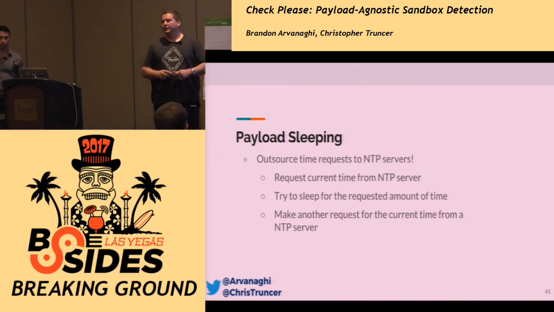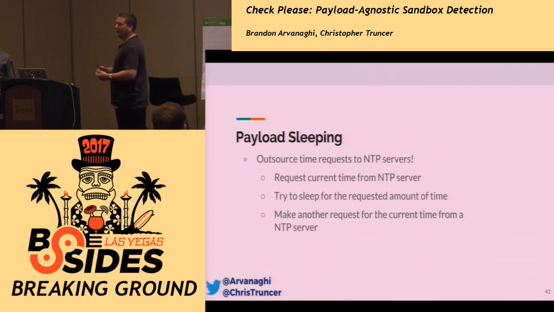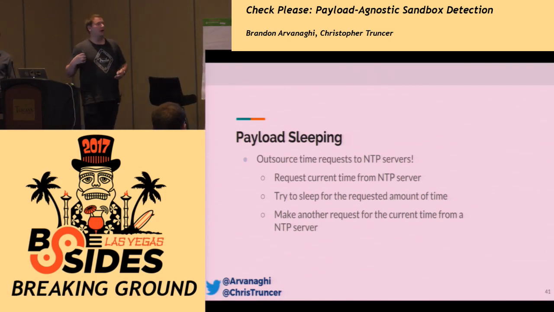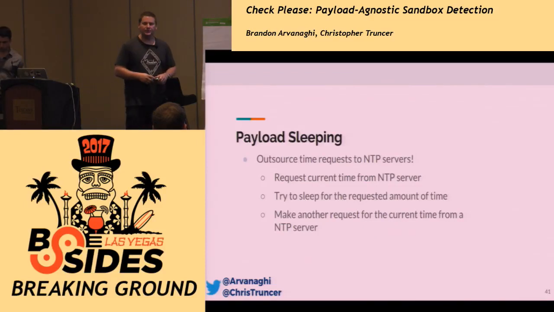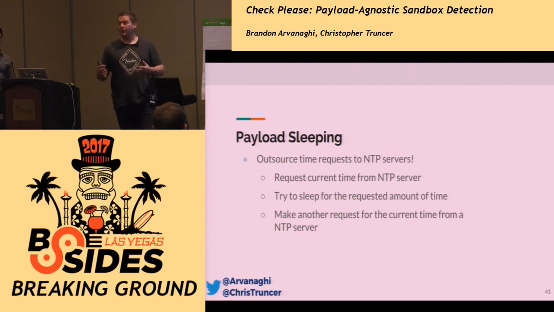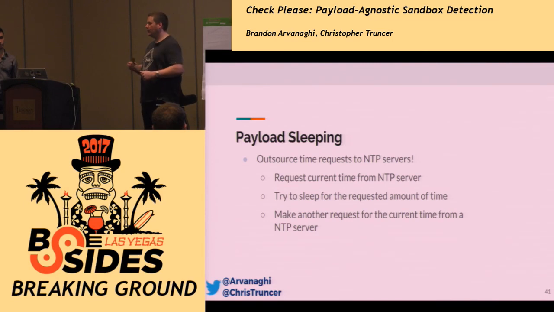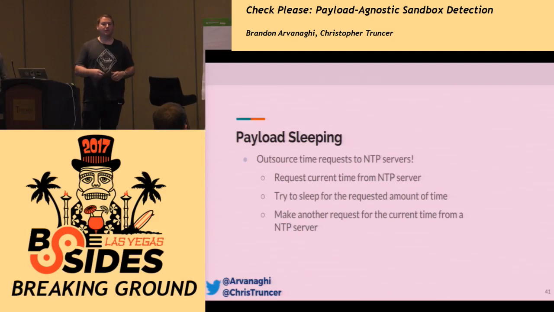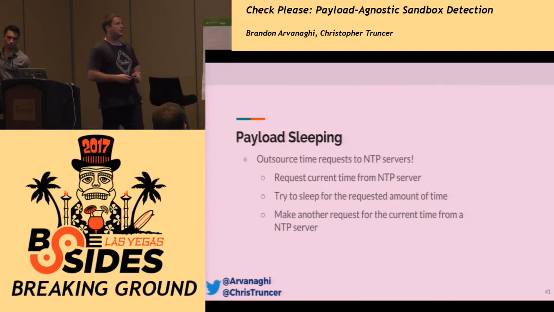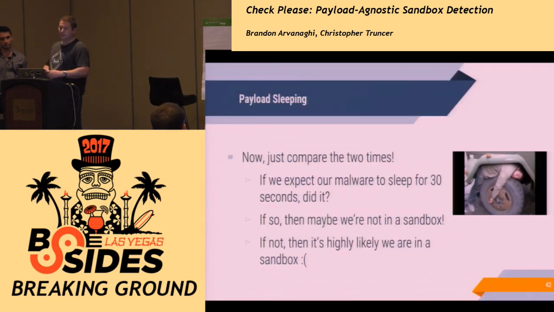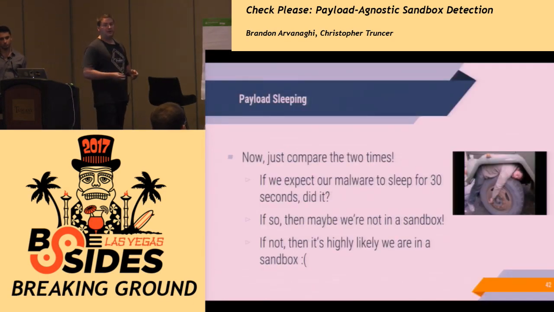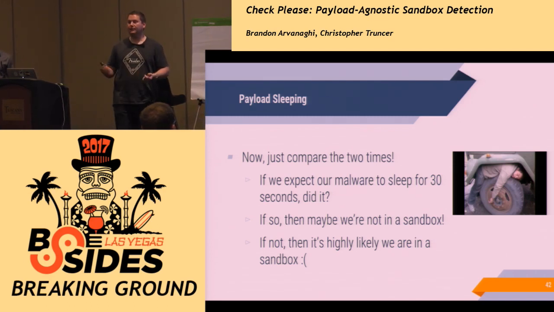The way that we tried to solve this is by outsourcing time requests to an NTP server. We've added code, and we'll show a sample of the code base in just a second, where the first thing our code will do if we want to perform this check is make a request for the current time against an NTP server. Once we do that, we'll sleep for the requested amount of time that we want, 30 minutes, 5 minutes, however long it is. And then after that point, we make another request to an NTP server.